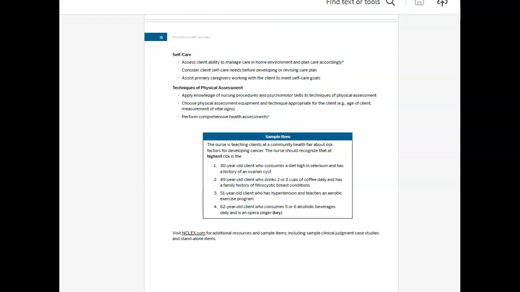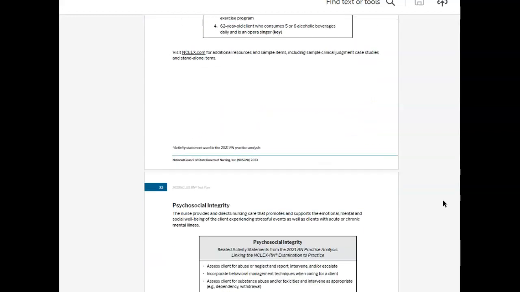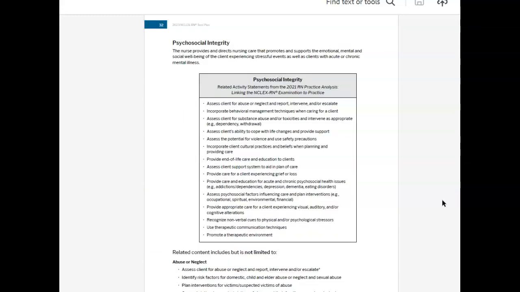So here's an example question. It talks about a nurse teaching a client at a community health fair about risk factors for developing cancer. The nurse should recognize that at highest risk is, and if you look here at the answer, a 62-year-old client who consumes 5 or 6 alcoholic beverages per day and is an opera singer. So I encourage you to Google the correlation between opera singers and cancer. That's an interesting read.